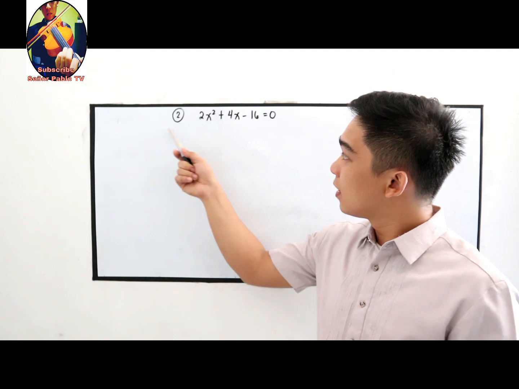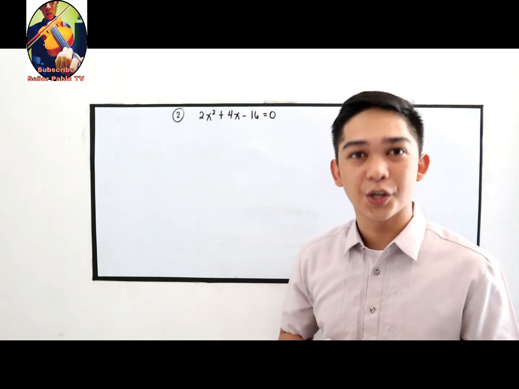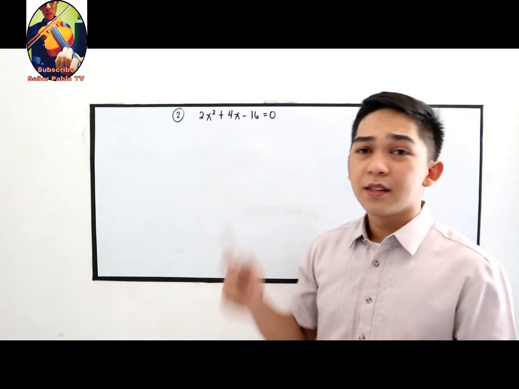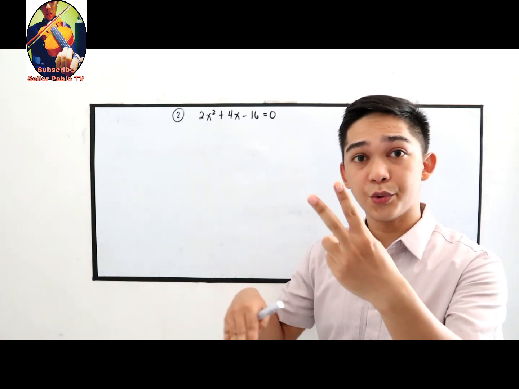Itong completing the square, medyo mahirap lang siya sa umpisa. Pero kapag nakapag-practice ka na madaming beses, padali na lang siya ng padali. So, kailangan talaga natin dito ng madaming example. Kaya number 2 tayo. 2x squared plus 4x minus 16 is equal to 0. Pansinin yung given, divisible sila ng 2. So, pwede natin siya i-reduce.